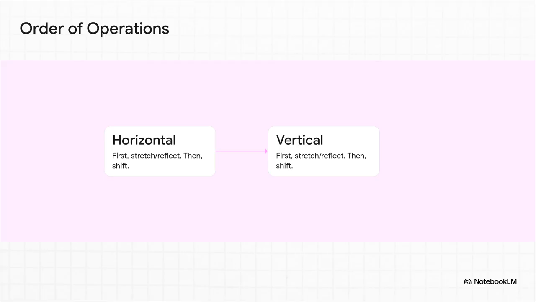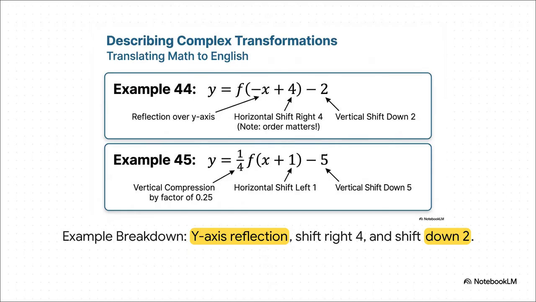Well, there's a specific order of operations, just like PEMDAS in arithmetic. The key is to deal with all the horizontal changes first, and then deal with all the vertical changes. And within each of those groups, you always do the stretches and reflections before you do any of the sliding, any of the shifts. If you get that order wrong, your graph is going to end up in the wrong place, guaranteed.